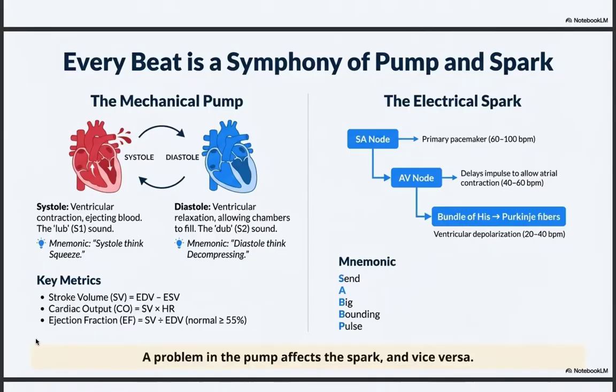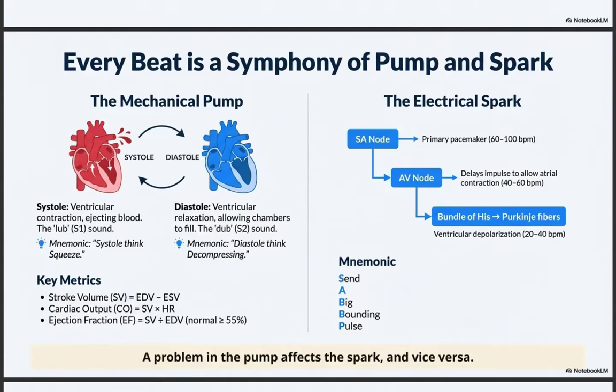Things I want you guys to remember and things that are going to be very, very important when we're talking about the heart is the difference between diastole and systole. So if you can remember, systole is squeezing. It is your heart actually squeezing and ejecting the blood from one place to another. Diastole is your heart decompressing or your heart relaxing.